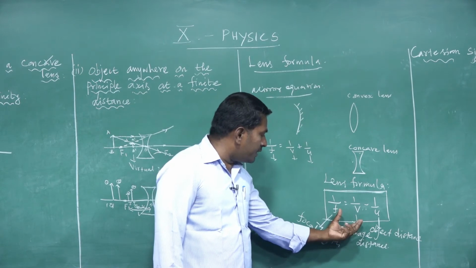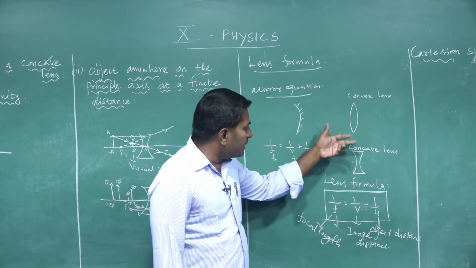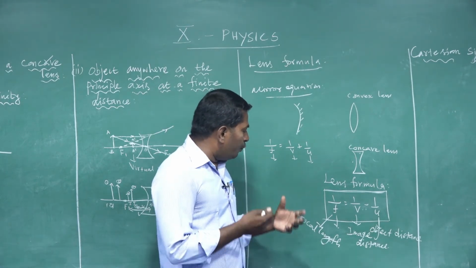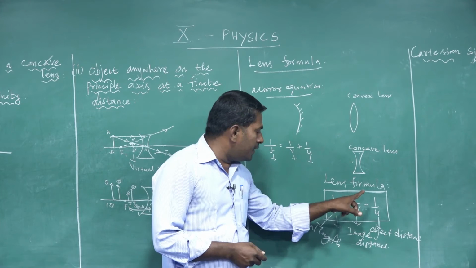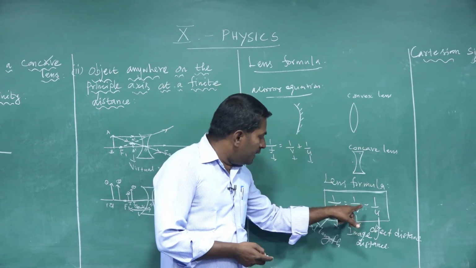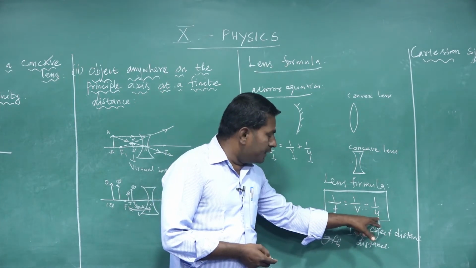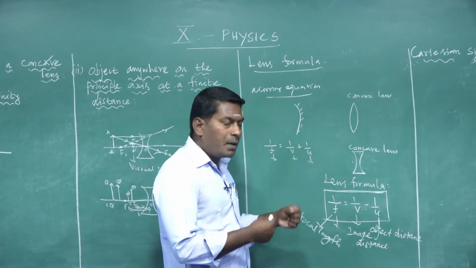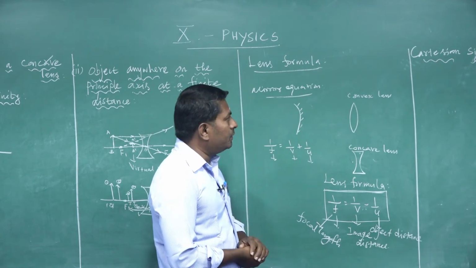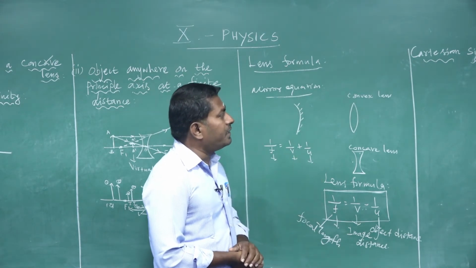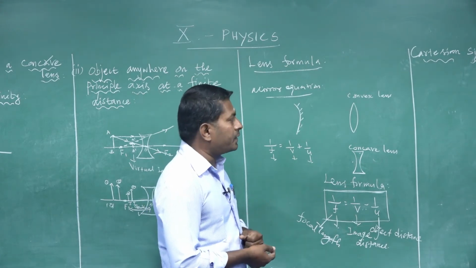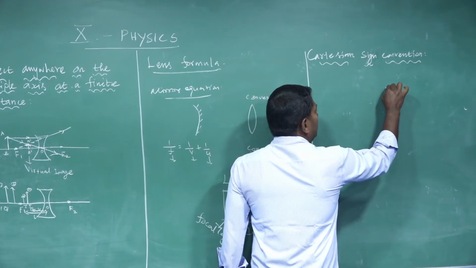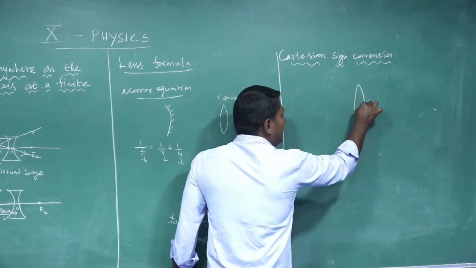This lens equation is applicable to both convex lens and also concave lens. Whenever we solve a problem to find the focal length of a spherical lens, or to determine the image distance or the object distance, we apply the proper sign convention to this equation, then only we get a proper result. Then we are going to see about the Cartesian sign convention in spherical lenses. I assume here a convex lens, a thin convex lens.